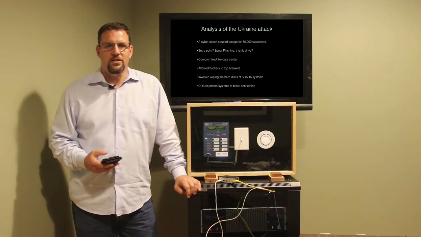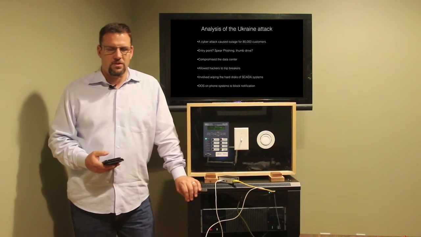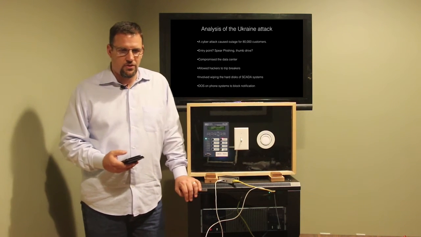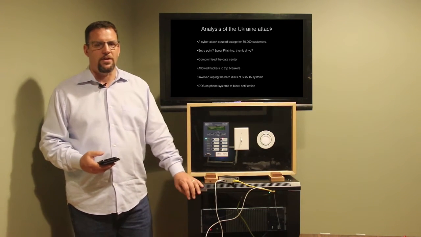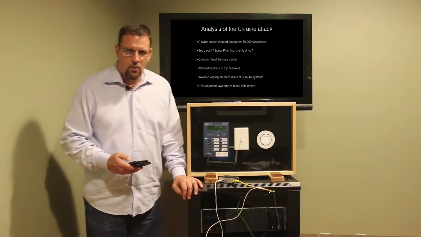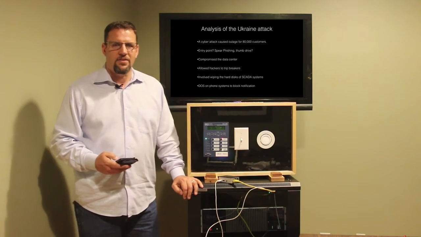Hats off to the Ukrainians though, recognizing that their SCADA systems had been compromised. They were able to go to a manual mode and get the power restored within about 6 hours to all of their customers, and I think it's worth noting that that's a very positive thing.